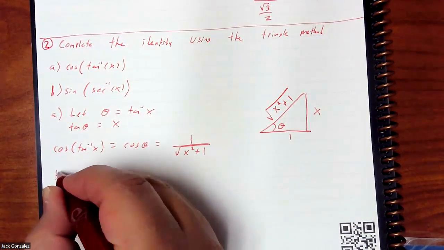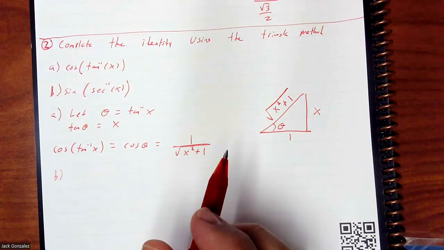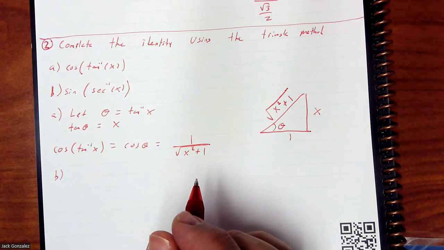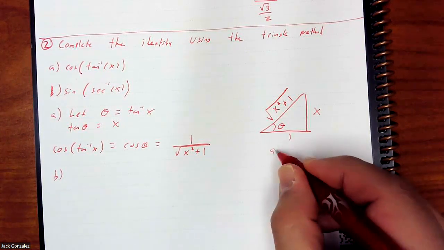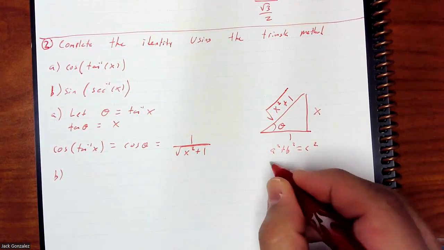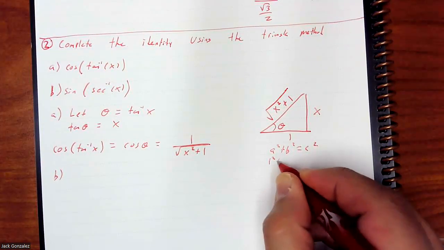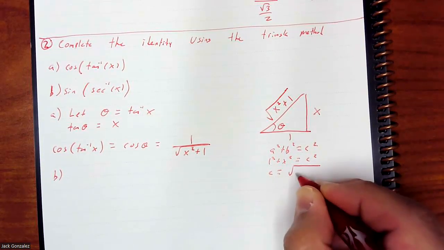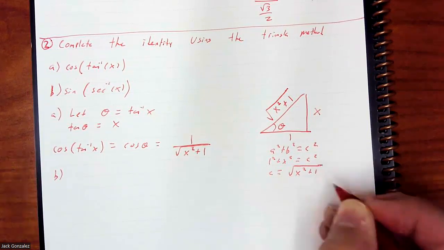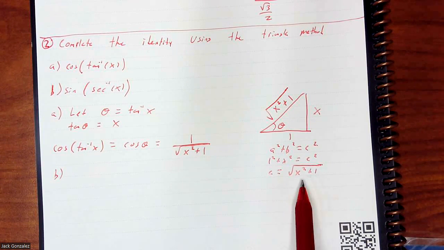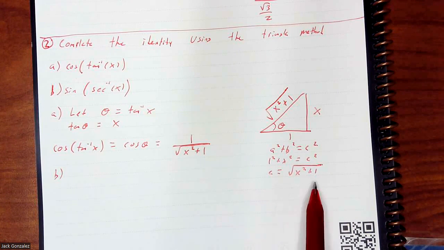Part B. That's cool in part A. How to do a different one. If you remember, the Pythagorean is this, right? So we get 1 squared plus X squared equal to C squared. So C is equal to the square root of X squared plus 1. You can put them in any order, the 1 or the X first, doesn't matter. But 1 squared is just a 1, so you don't have to write that.